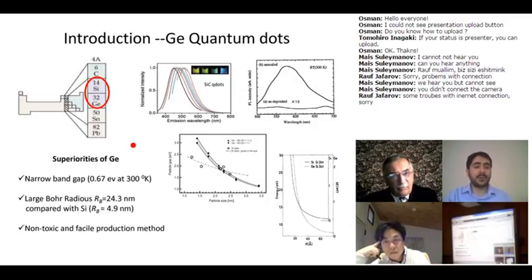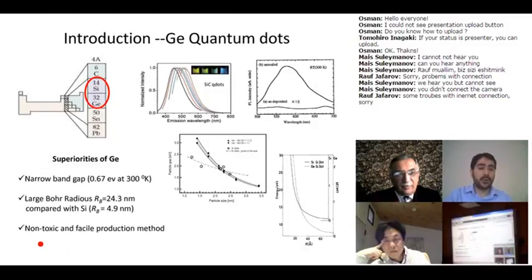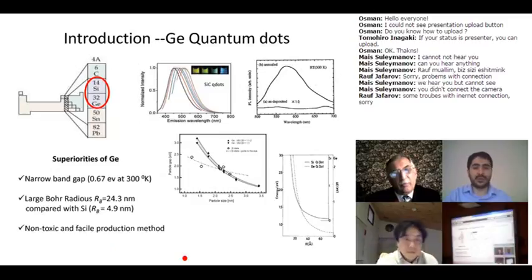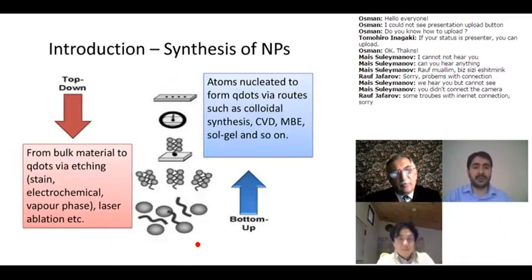We don't know a lot of information about germanium. It also has a very narrow band gap, so it's easy to excite electrons from the first state to excited states. Also, germanium nanoparticles have a very large Bohr radius compared with silicon. This enables us, when we reduce the size, to observe more optical properties of germanium. Also, germanium is non-toxic and very easy to produce. That's the reason why we are using germanium particles.